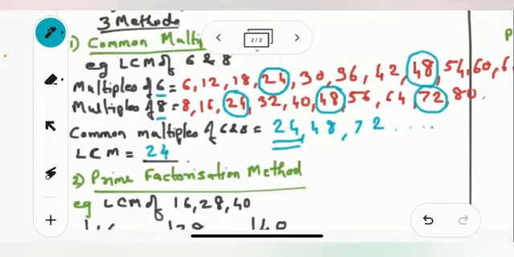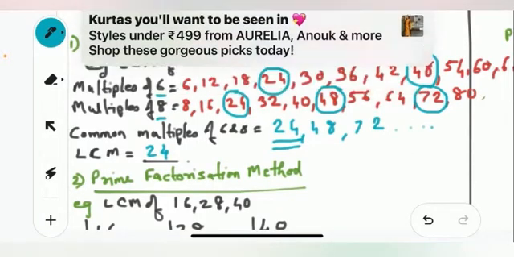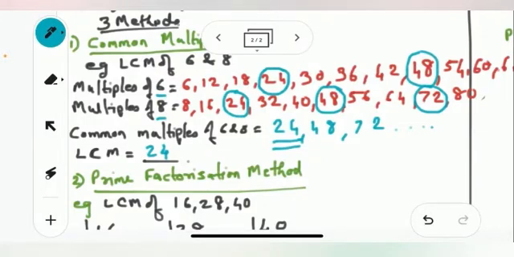Now multiples means, students, you have to multiply the given number once, twice, thrice, like this. That is the table of 6 or whichever number they will give. You have to write a table of that, and then you have to compare the multiples of two numbers, and find out which are the common multiples among them, and from the common multiples we'll write the lowest common multiple. So this way you will find the LCM by using the common multiple method.